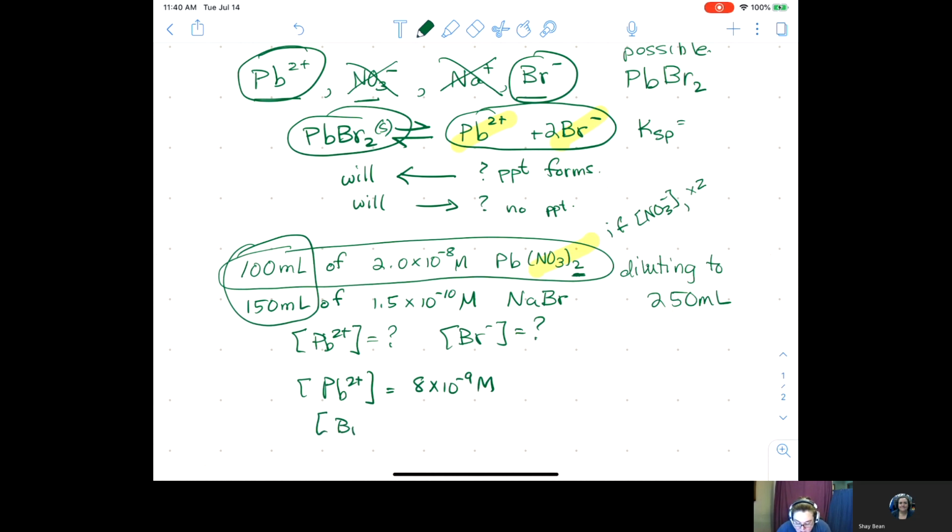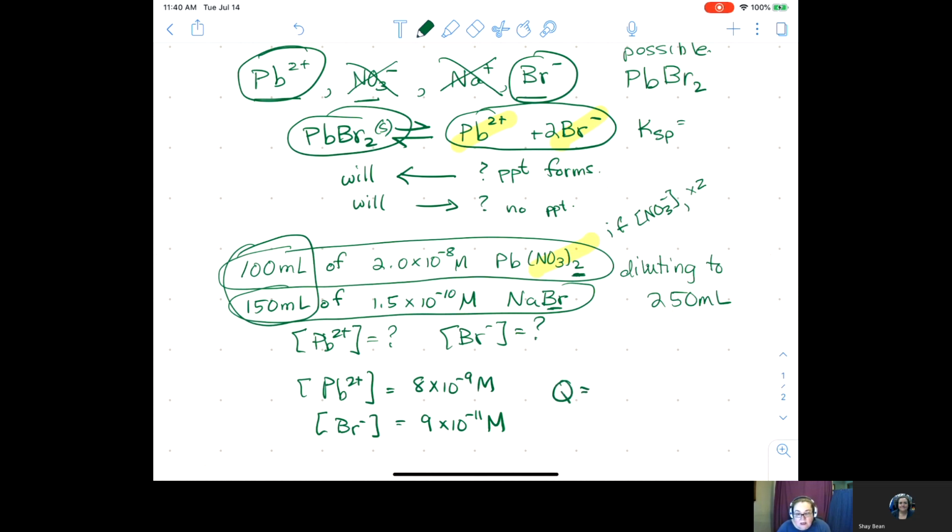All right, now let's do our Br- ion concentration. Again, M1V1 equals M2V2. I'm just producing one of those bromide ions, so 150 times 1.5 times 10 to the minus 10 divided by 250. The concentration is 9 times 10 to the minus 11 molarity. So those are the equilibrium concentrations of the lead ion and the bromide ion.